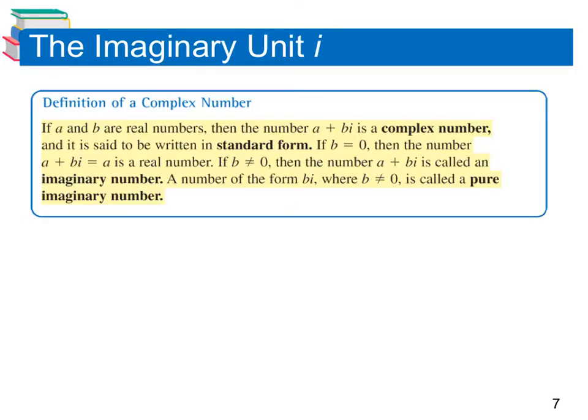Okay, so on the next slide, we just have the definition of a complex number. If a and b are real numbers, then the number a plus bi is a complex number, and this is written in standard form. On WebAssign, when you have a complex number, you're always going to put it in standard form. So you need to put that real part first and then the imaginary part second. So this is standard form.